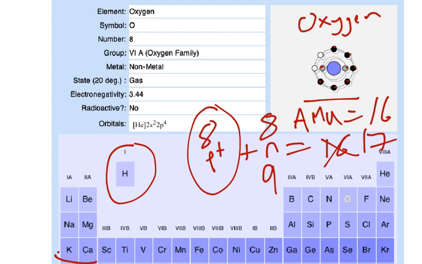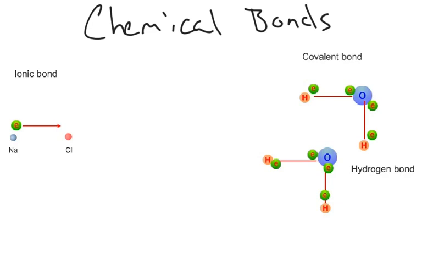Make sure you know atomic number, make sure you know atomic mass, and make sure you understand how to figure out the number of electrons, protons, and neutrons. And on the exam, you will be given the periodic table. All right, next we're going to look at chemical bonds.